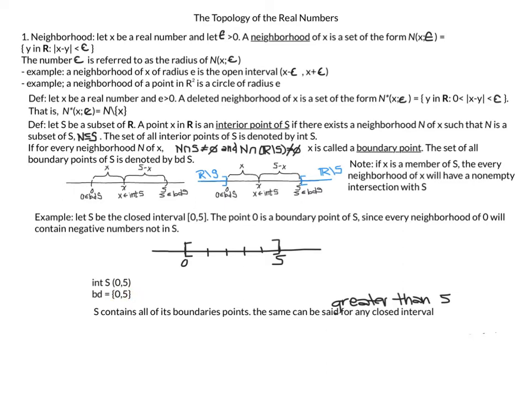Then why are they boundary points? Well, let's just look at 5 as our example. Any neighborhood of 5 is going to have a non-empty intersection with S. In other words, it will contain points in S, and it will also contain points outside of S. In other words, it'll have a non-empty intersection with R minus S.